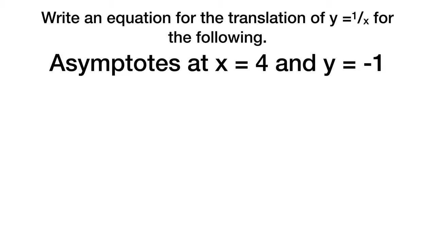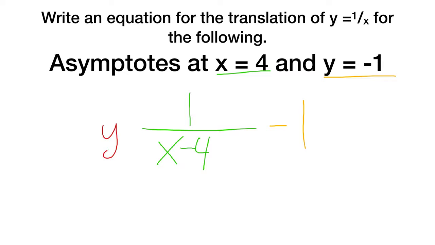All right, so now we're going to write an equation for the translation of the following. We have asymptotes at x equals 4 and y equals negative 1. Because it's x equals 4, I would write 1 over x minus 4, so that my asymptote would be at 4. And then minus 1 on the outside for my horizontal asymptote.